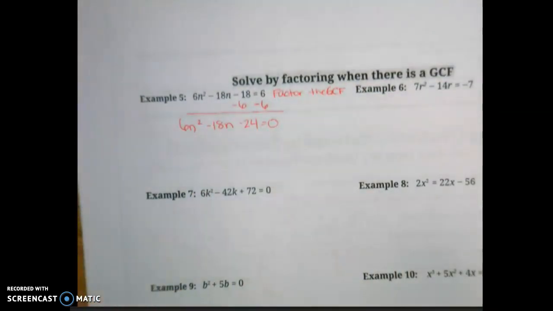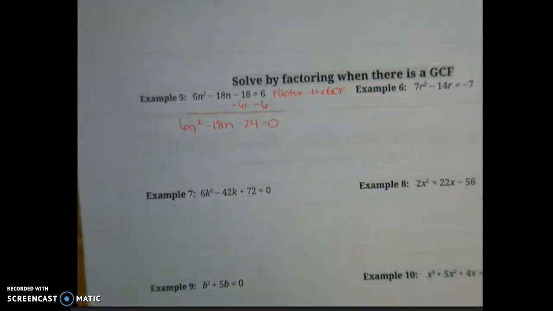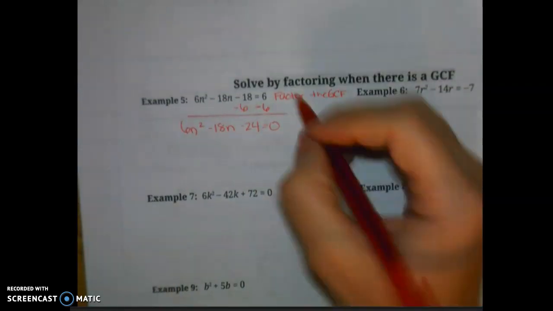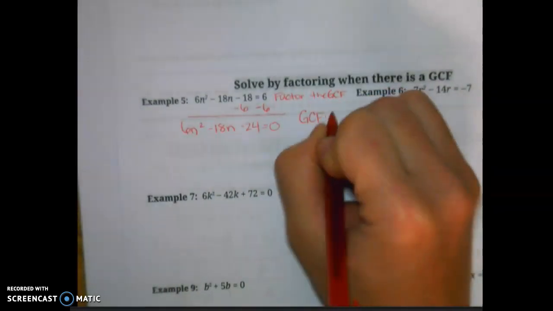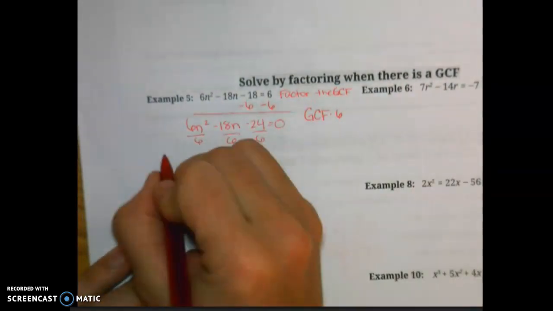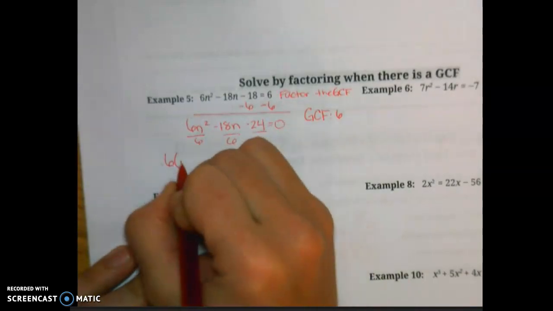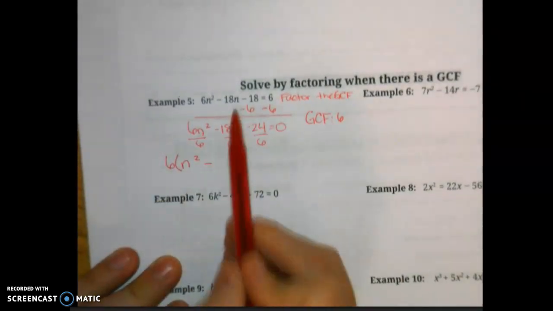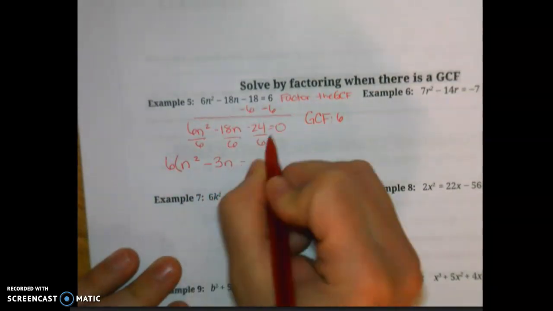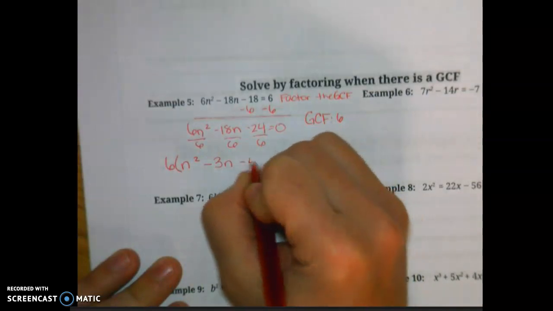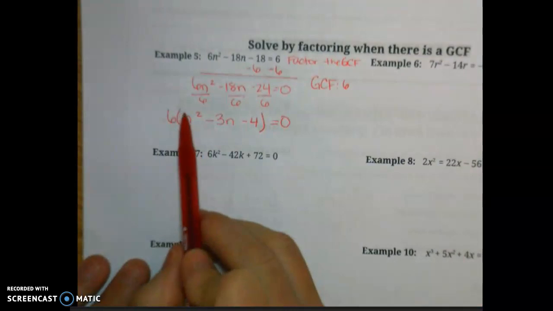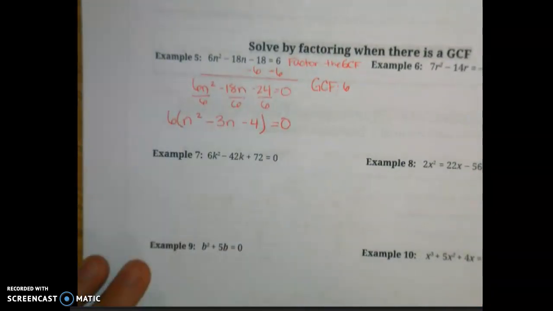So before I factor my trinomial using the double bubble, I want to check for a GCF. You're looking at these three numbers to see if there is a GCF. And we have a GCF of 6. So I'm going to divide all three terms by 6. I'm going to put the 6 on the outside, and then I have n squared minus 18 divided by 6 is 3, so I have 3n, minus 24 divided by 6 is 4, and this is equal to 0. Now I can factor the trinomial inside those parentheses.